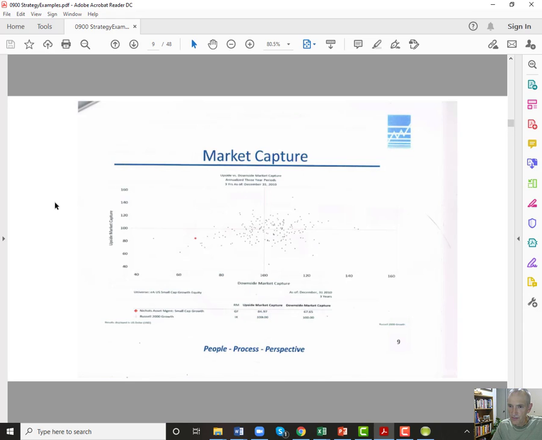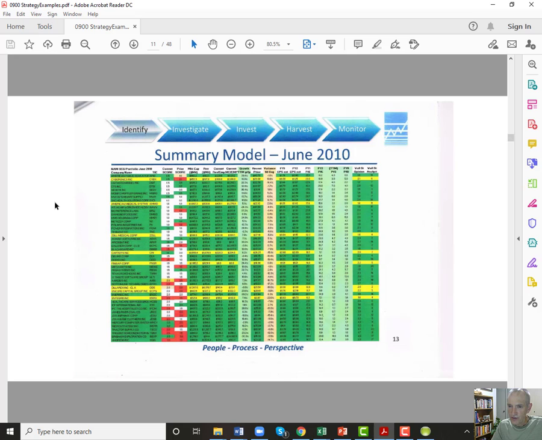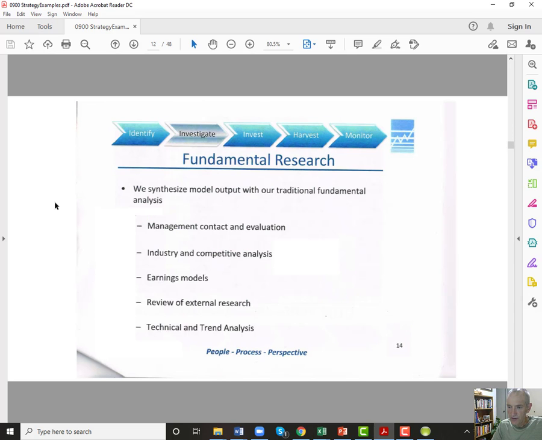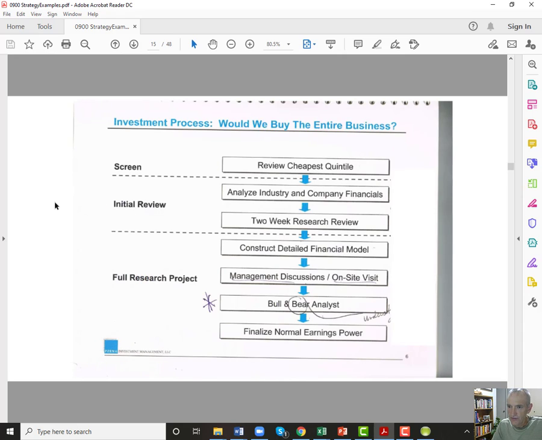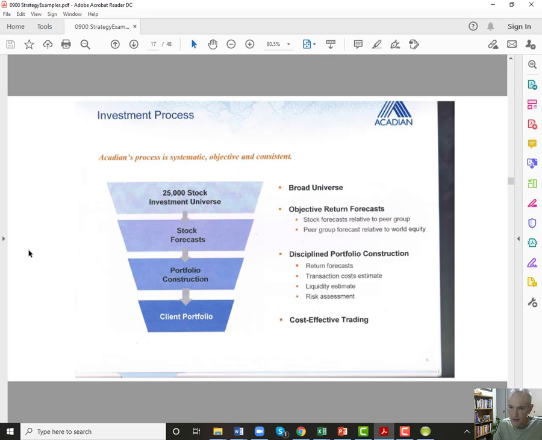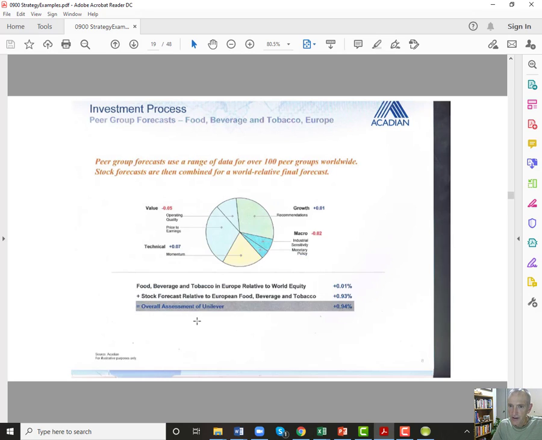Here's another firm. So you can just see, there's a quantitative model right there. You'll frequently see a process going from top to bottom, or probably the most popular is the pyramid type of thing. You start with the universe, and then you come down to your portfolio at the end.